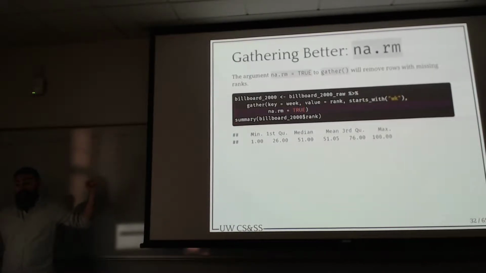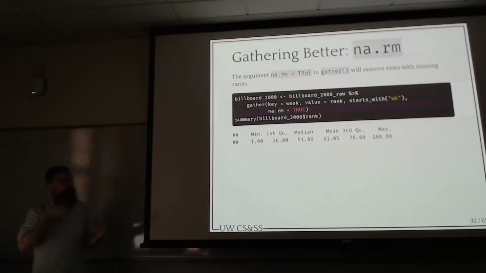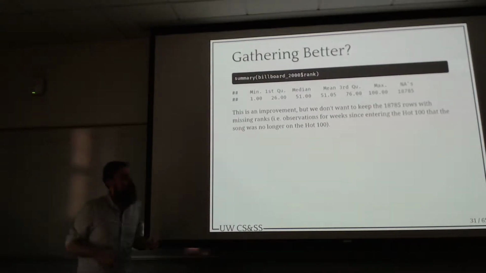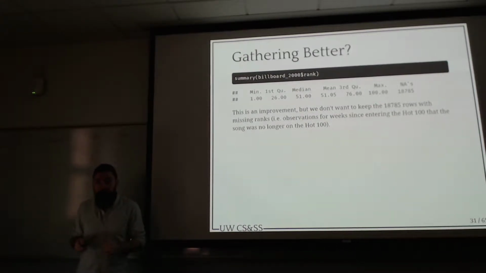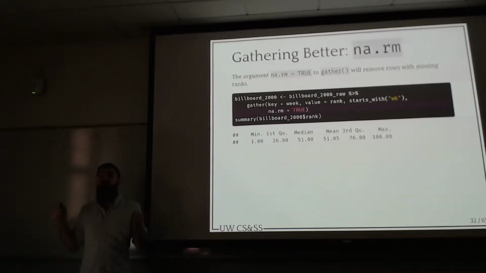It shrunk our data a lot, too. We got rid of 18,785 rows. If we were in wide data, there would be no way to actually drop those, because those columns contain those NAs, but we can't get rid of parts of the column. They're all there. Long data is also more compact than wide data, which is interesting.